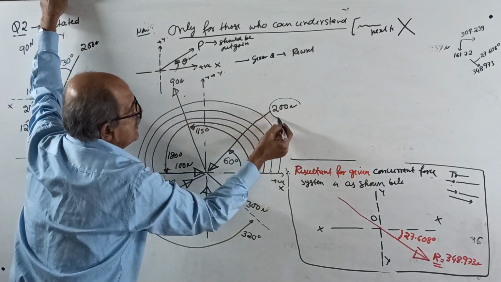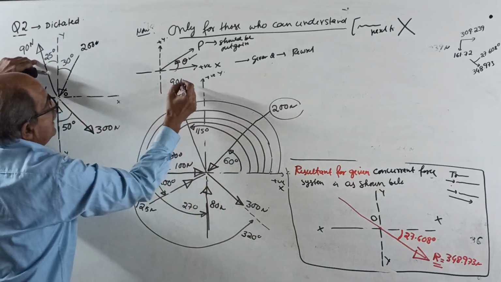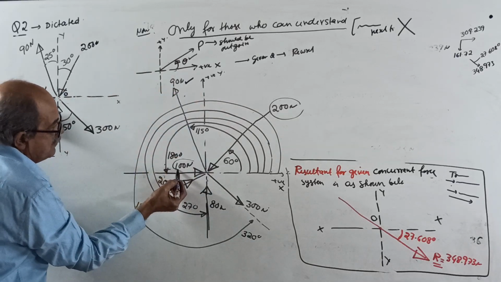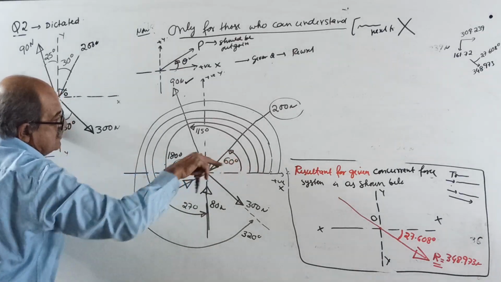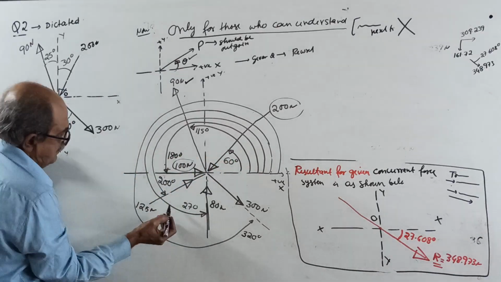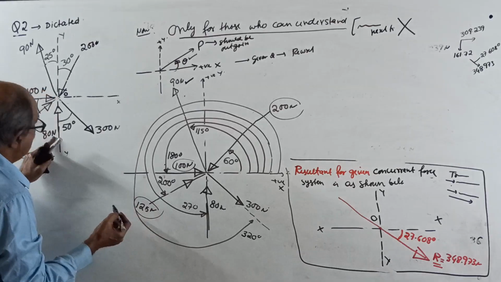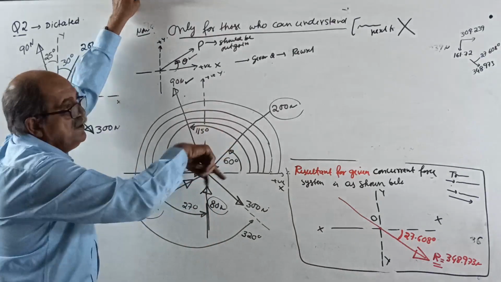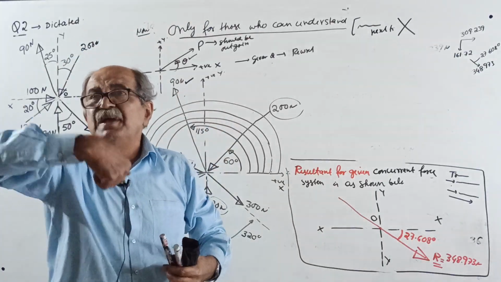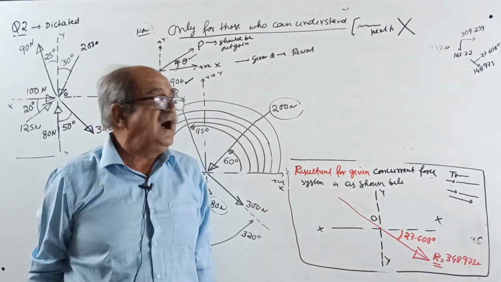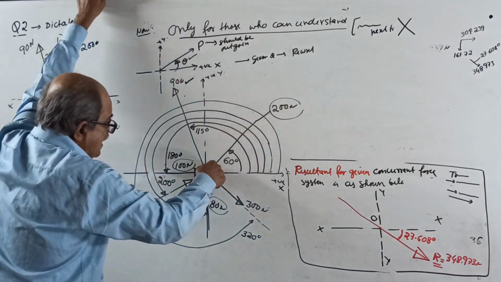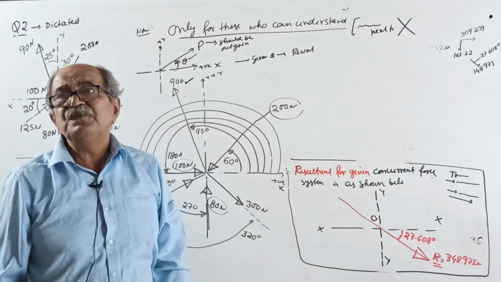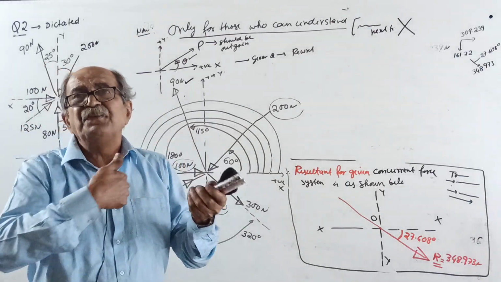For 200 Newton, 95, okay. 100 is also a problem, because it is incoming. We want outgoing. 125 also problem. 80 also problem. But 300 is outgoing. For the incoming ones, either extend this 200 to this side and calculate the angle, or let it be there and substitute the force as negative. Do not bother about left side, right side.